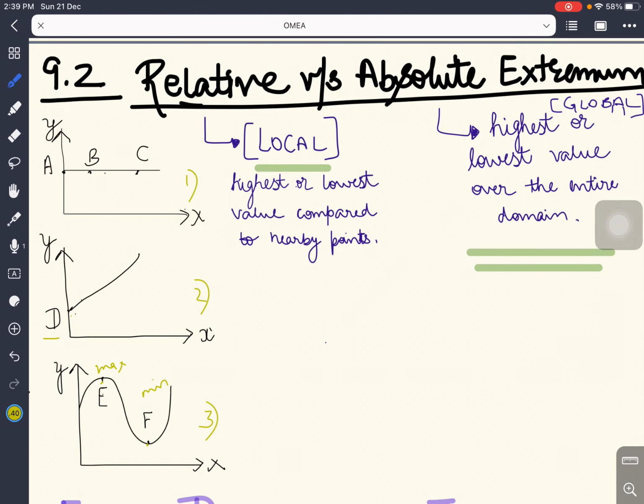Then in the first figure, points A, B and C are neither maximum nor minimum, as all the values of x result in the same value of y, so nothing can be said about them. So this is what we mean by relative and absolute extremum points. The distinction is clearly written here and you can see it.